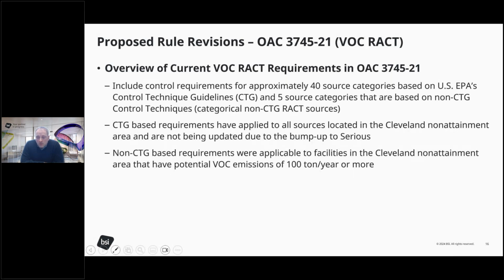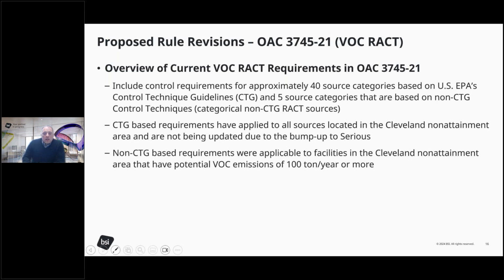The emission limits defined for these source categories have been applicable to sources in the Cleveland non-attainment area for some time now, and these emission limits and the requirements are not revised, so there are no changes that should impact existing sources. The rule also has provisions for other non-CTG based sources with potential VOC emissions of 100 tons per year or more that would require a RACT study to determine if controls are technically and economically feasible.